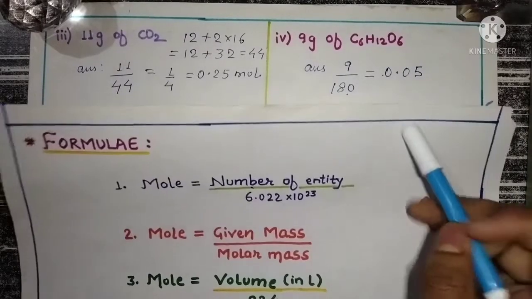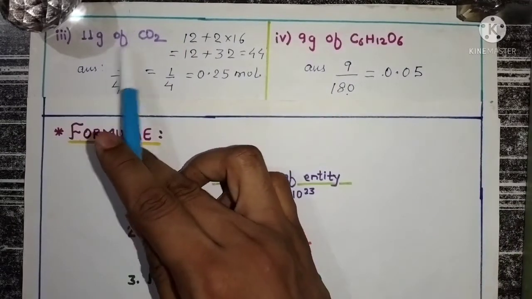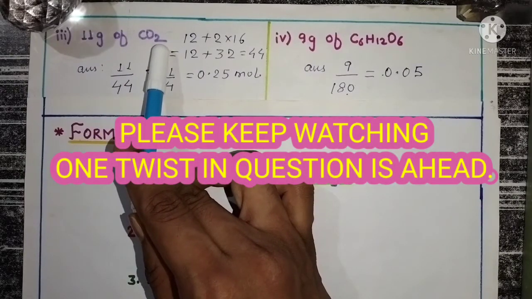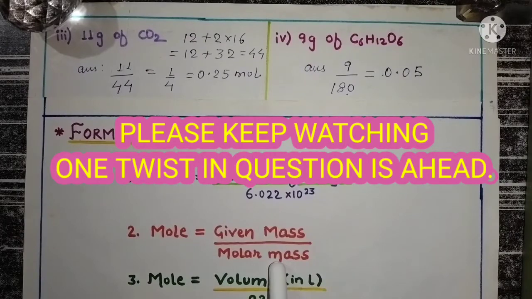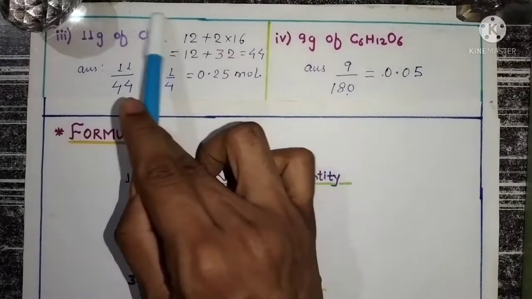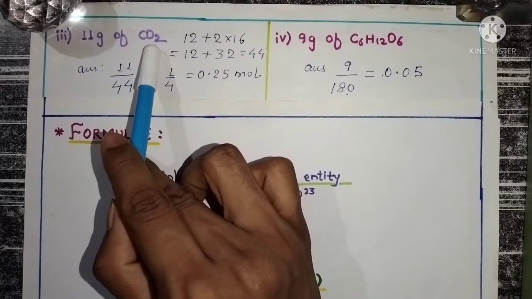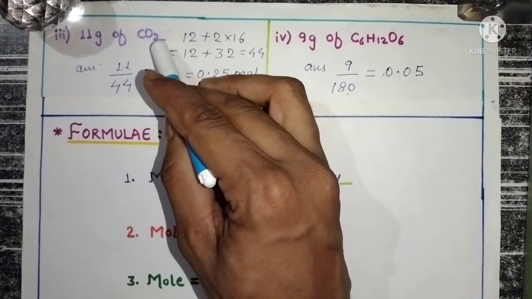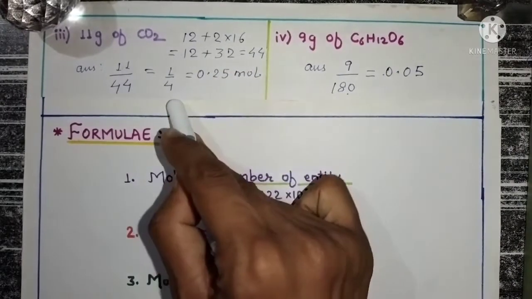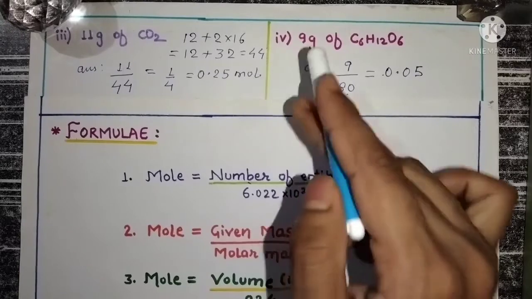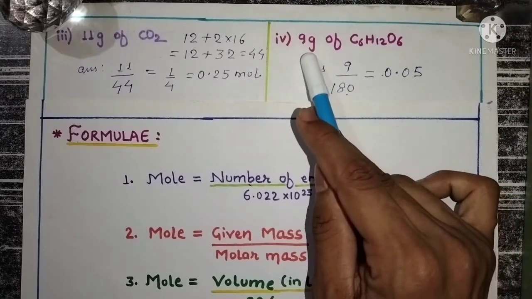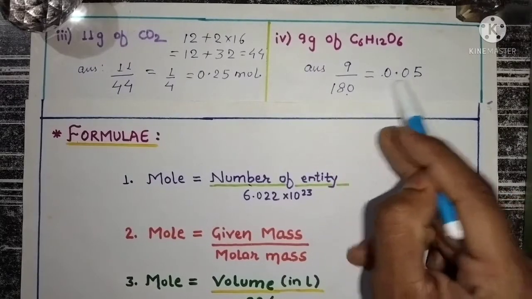Now in the second type of question, when the mass of any entity is given, that is 11 gram of CO2, and you have to find the mole, you will simply use the second formula, given mass by molar mass. Given mass is 11 gram and the molar mass is 44. You can calculate it: 12 for carbon and 32 for oxygen, which gives 44. So 11 by 44 equals 1 by 4 mole. Now 9 gram of glucose: the molar mass of glucose is 180 and given mass is 9. Simply we divide and the answer comes.